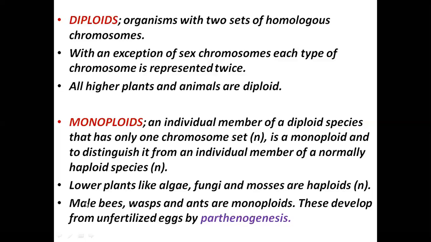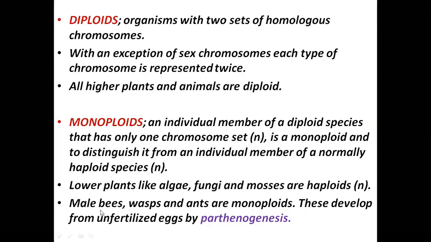As an example, lower plants like algae, fungi, and mosses are haploids. They have only a single set of chromosomes in their life cycles. But male honeybees, wasps, and ants are monoploid. They develop from unfertilized eggs by parthenogenesis.